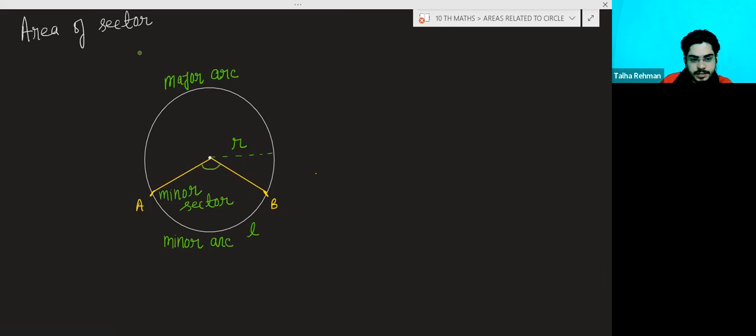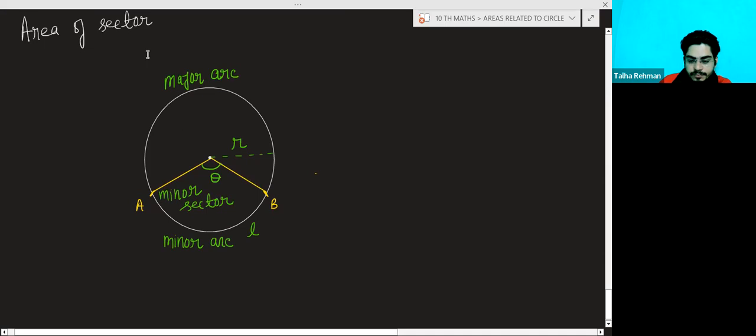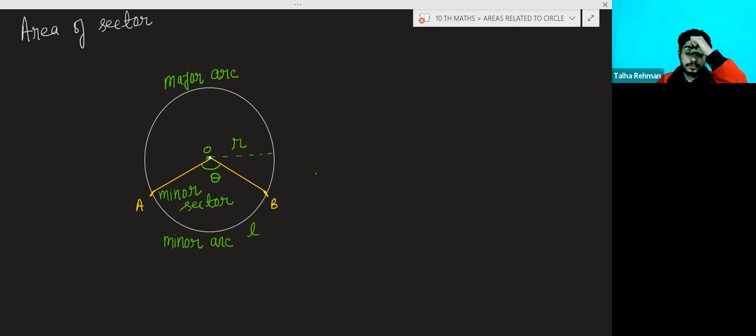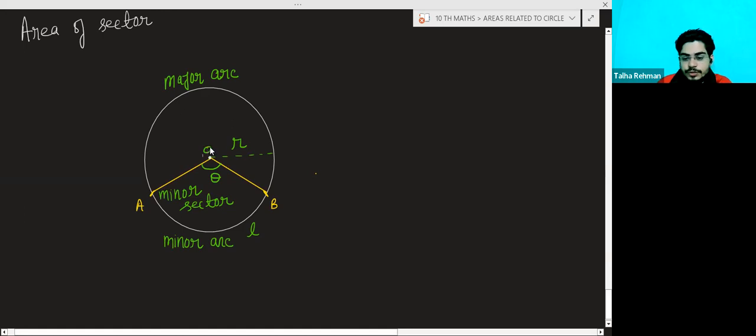If this arc AB is making an angle theta at the center of the circle, O is the center of the circle. Now focus here. What is the area of the whole circle? Pi r square. For the whole circle, the length of the arc will be the circumference of the circle, and this theta will be the 360-degree angle.